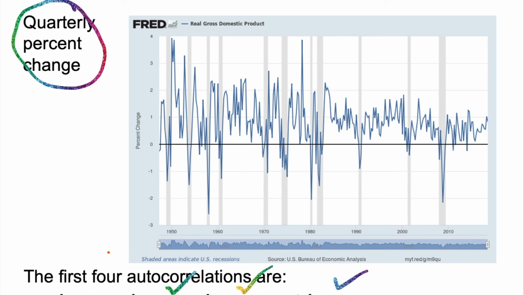So you have 4 positive correlations in a graph that shows some significant, I would say, volatility in the percentage change, and still you have this persistence in the growth rate. You're able to predict what the quarterly percentage change in domestic product will be this quarter based on the quarterly percentage change last quarter.